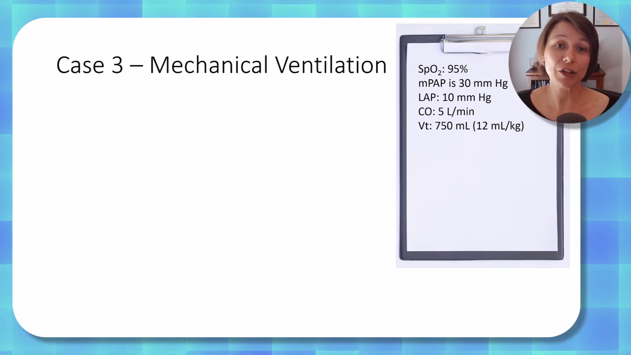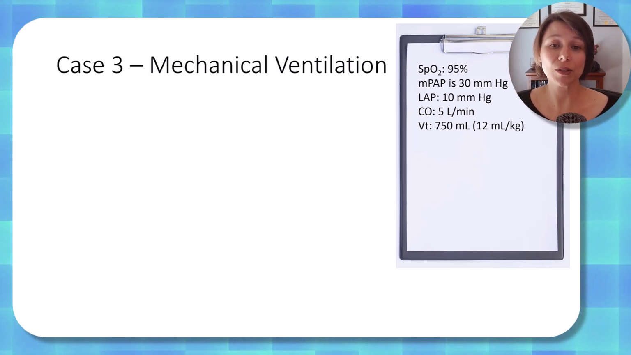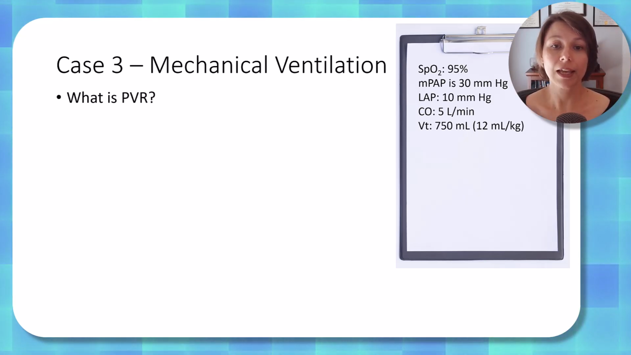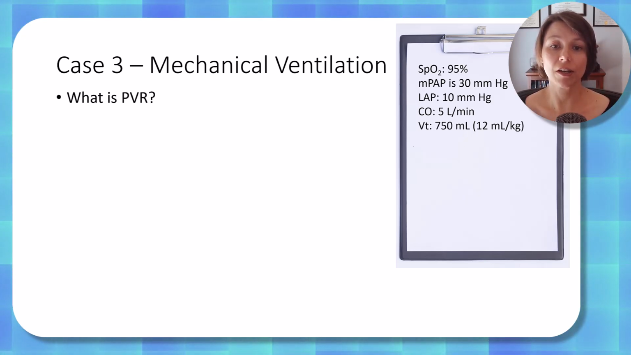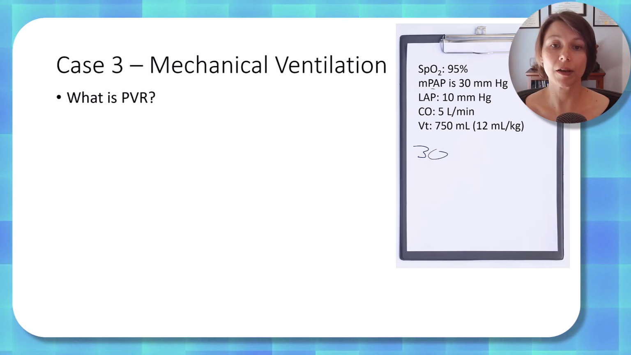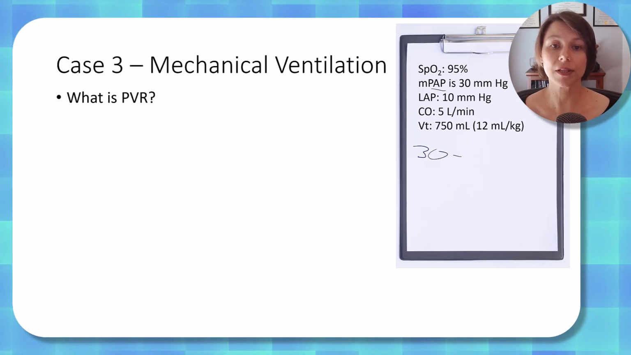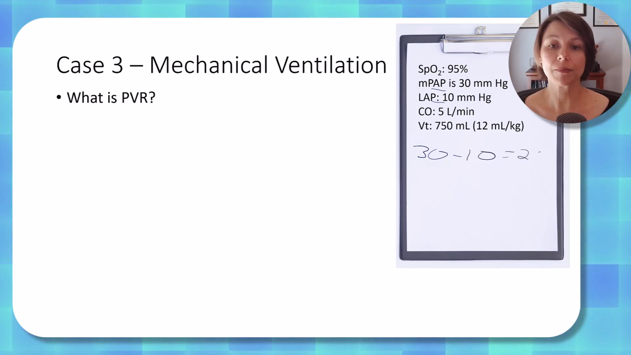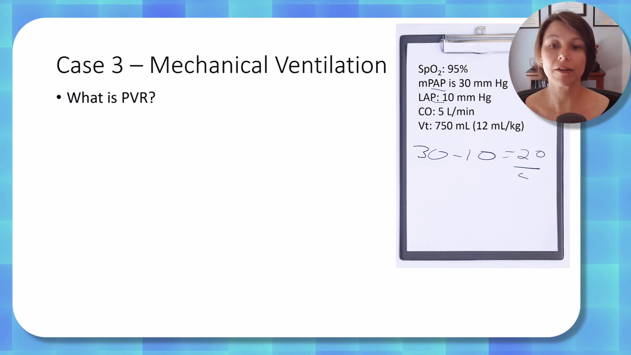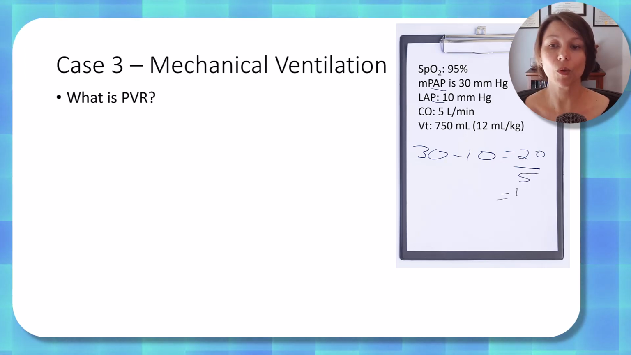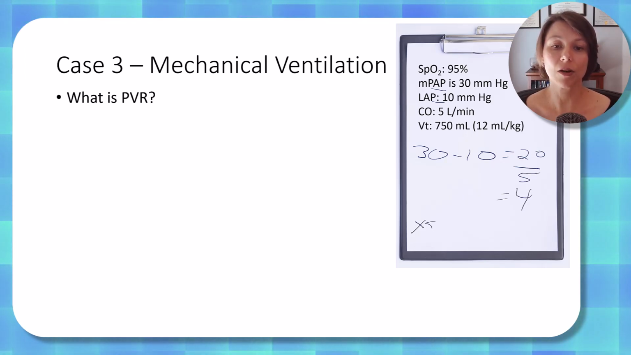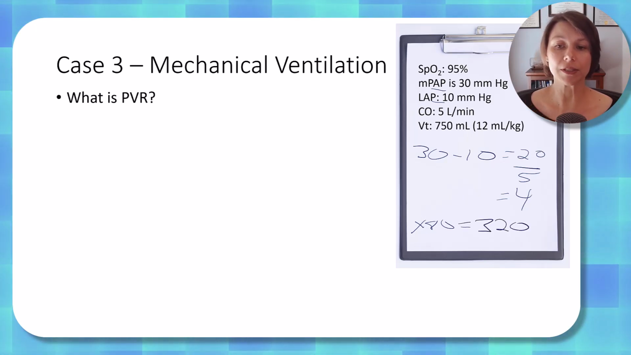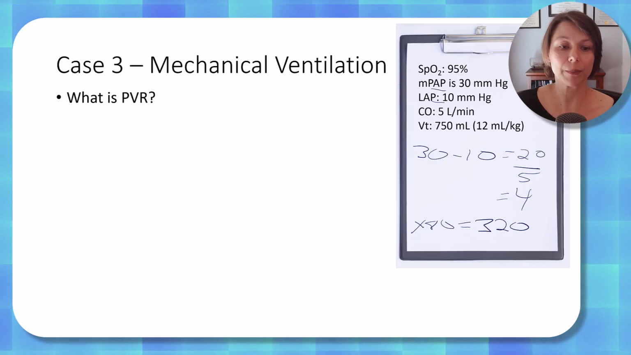Okay, and then we're going to take a look at case number 3. This patient is on mechanical ventilation. What is the PVR? Again, doing our calculation, starting at the pulmonary artery, subtracting out the left atrial pressure of 10, that will give me 20. And then I'm going to divide that by 5, and that will give me 4. And then if I'm going to get dynes, I'll multiply that by 80, and we'll get 320 dynes per second per centimeter to the 5th.